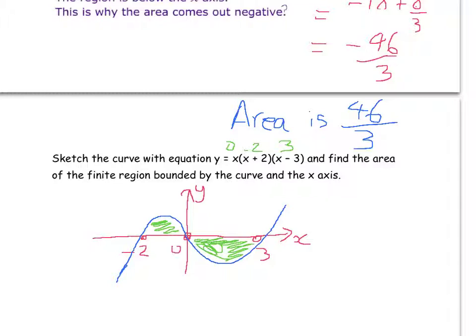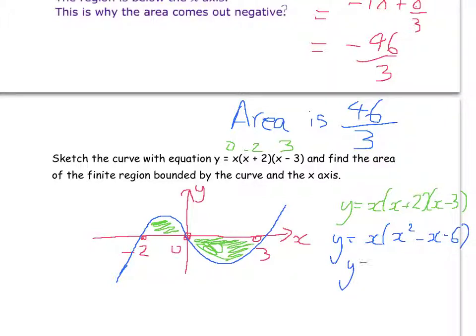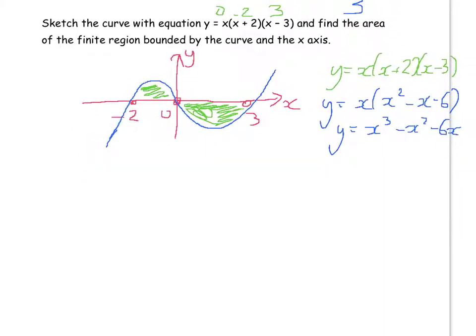Now, before we can integrate, we're going to have to expand our y equals x, x plus 2, x minus 3. So, if we just concentrate on the double bracket part first, we're going to have y equals x. It's going to be x squared plus 2x and then a minus 3x. That's going to be minus x. And 2 times minus 3 is minus 6. So finally, x cubed minus x squared minus 6x. So now we're ready to integrate.